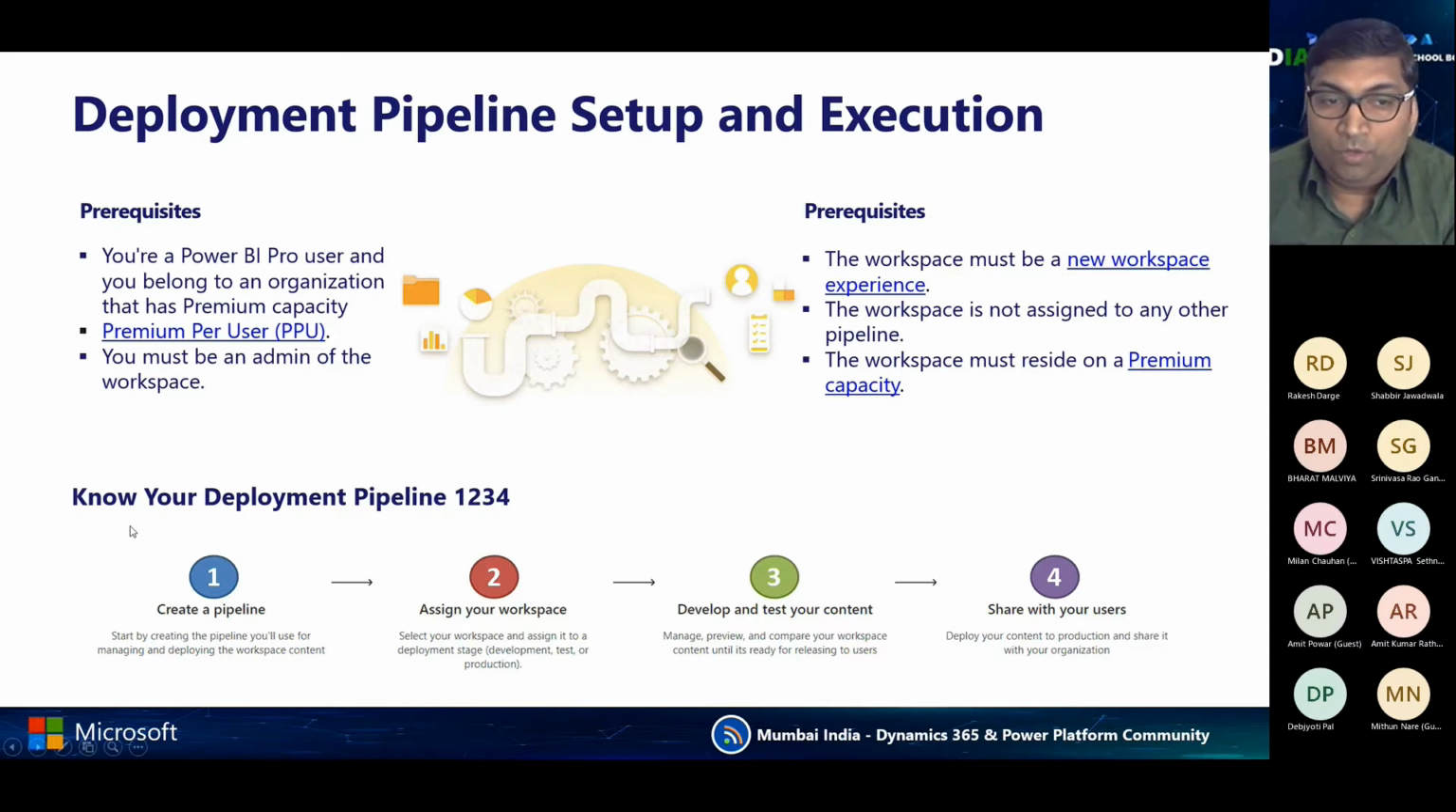So know your deployment pipeline: 1, 2, 3, 4. First you create a pipeline, assign a workspace, develop and test your content, and share with your users. Number 4 is nothing new; you are already doing it, but you are doing it with only one workspace.